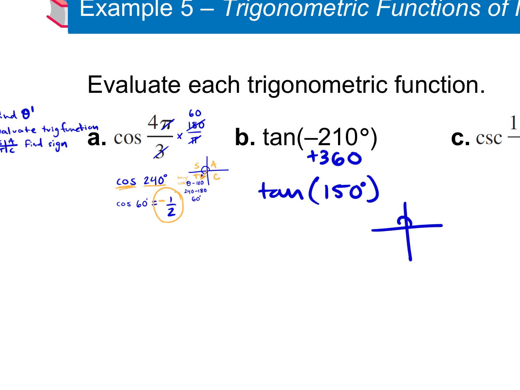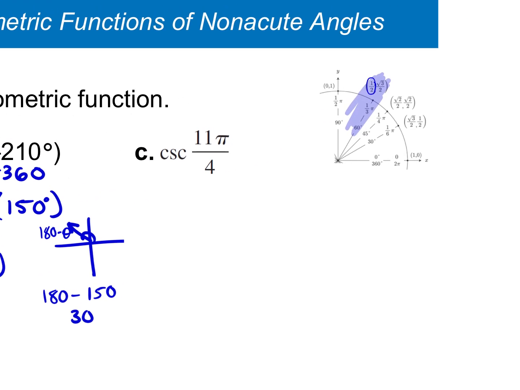So what quadrant would 150 be in? The second quadrant. What formula do we use to find our reference angle for the second quadrant? 180 minus theta, perfect. So 180 minus theta in the second quadrant. So we're going to do 180 minus 150. We get 30. So we're looking for the tangent of 30 degrees. So let's go to our unit circle. We're going to go to 30 degrees, which is here.